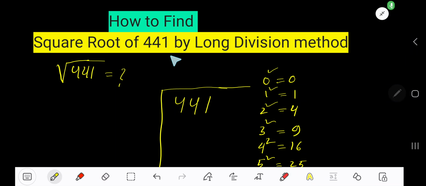Find the square root of 441 by long division method. First, make pairs from right side to left side. So this is our first pair, this is our second pair. In the second pair we have just one digit.